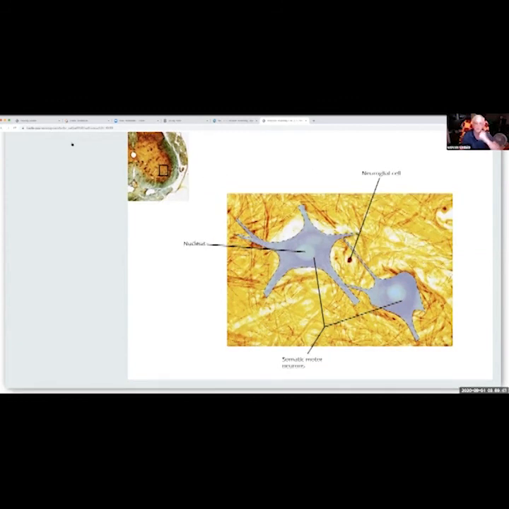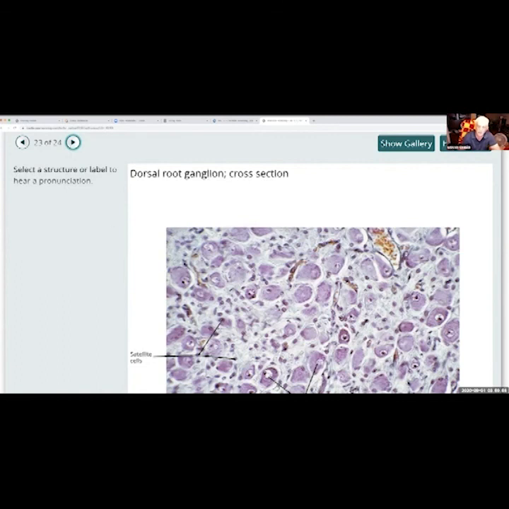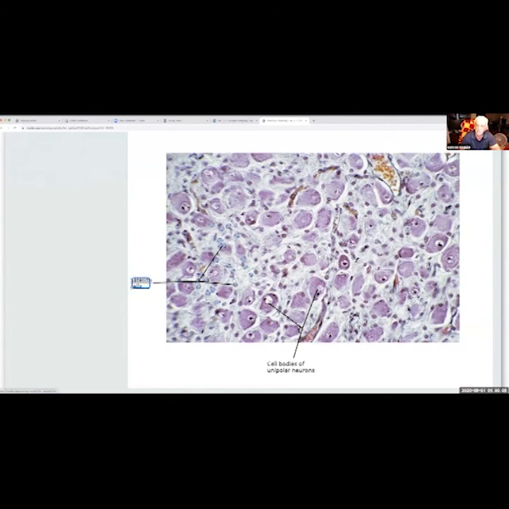And dorsal root ganglia. Here we have a dorsal section and a ventral section. This is a dorsal section. This is where input comes through. These are called satellite cells that surround the neurons. And these are the cell bodies of the unipolar neurons. Unipolar neurons direct information in only one direction. You have neurons that go both directions. These are different types of neurons. We'll go over all those, but these are unipolar neurons.